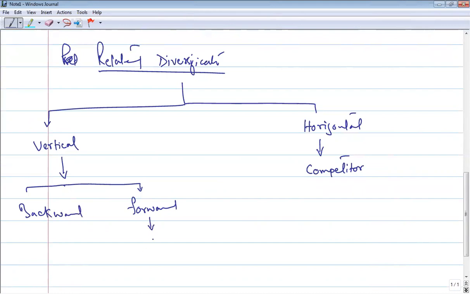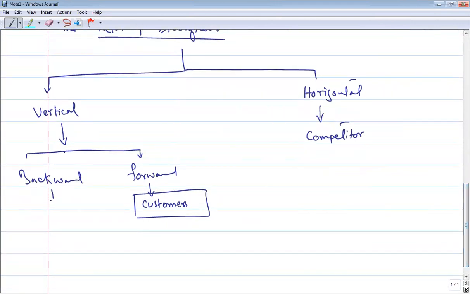In the forward one, the company buys its customers. That is the customer to which it is supplying its products. Definitely, it will be a business. I'm not talking about consumers, so it won't be buying human beings. It will be buying a company which is actually a customer. Or in backward diversification or integration, it will be buying its supplier.